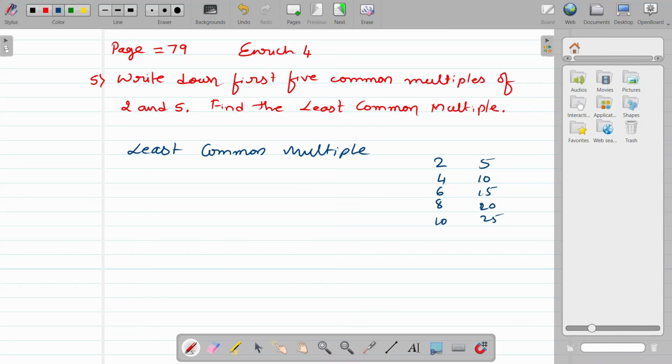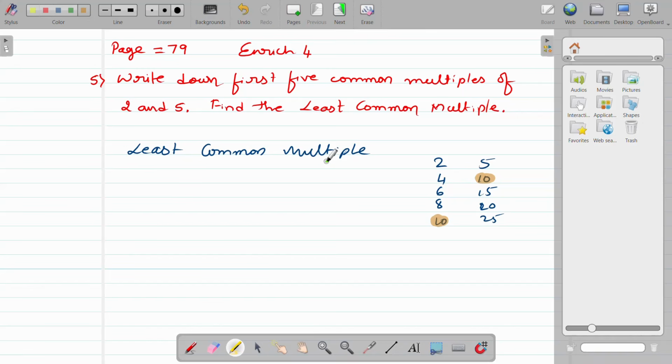In this, we have to find the common multiple. The common multiple means the number should be in 2's multiples as well as 5's multiples. That is, you can find here 10. 10 is the common multiple because 10 is a multiple of 2. 10 is a multiple of 5 as well. This way, we will find the common multiple.